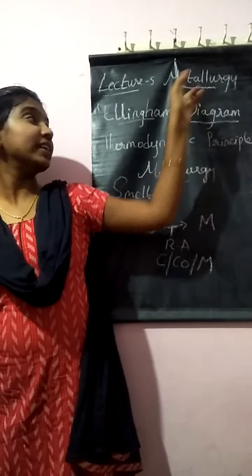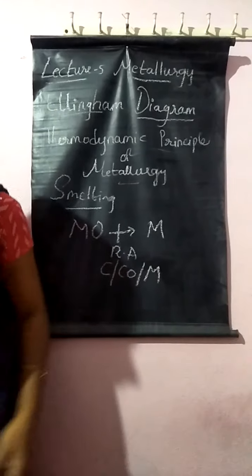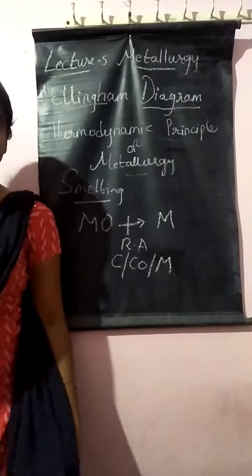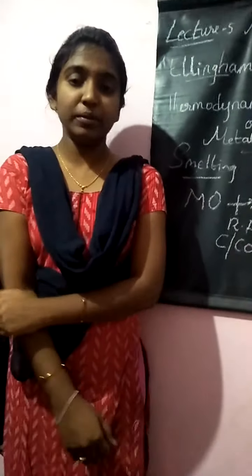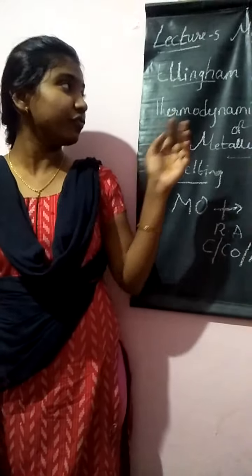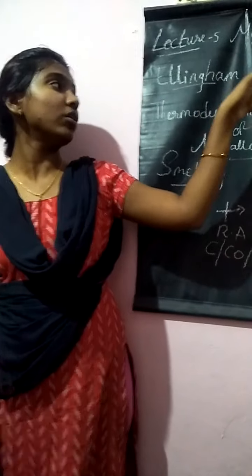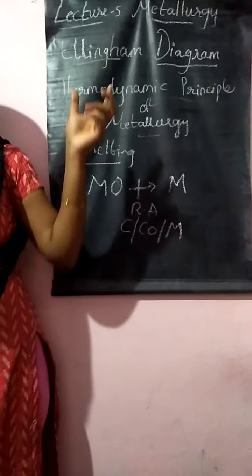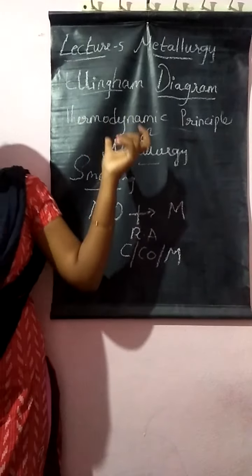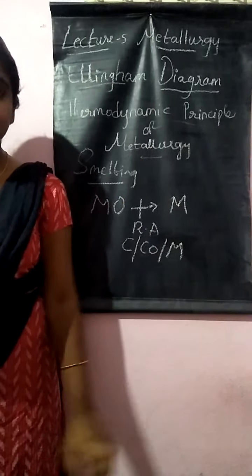Lecture 5 of metallurgy, we will be dealing with the topic Ellingham diagram. So Ellingham diagram is a very important concept, important from the examination point of view. So you have to concentrate more on what is Ellingham diagram. Before getting into Ellingham diagram, how is it related to our concept of metallurgy, we have to study now.